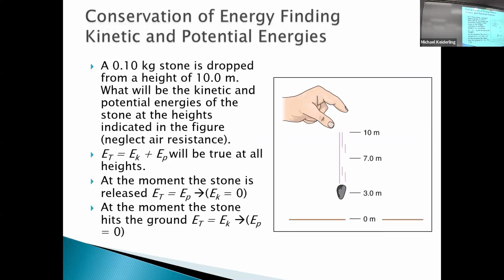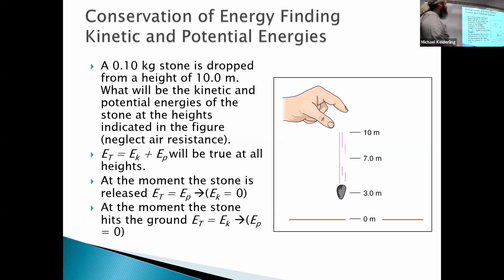So, an example: if you have a 0.1 kilogram stone that's dropped from a height of 10 meters, and you want to find the potential and kinetic energies of the stone at the heights indicated in the figure, neglecting air resistance, so 10 meters, 7 meters, 3 meters, 0 meters. We know that the total energy will be the same for all heights. So total energy equals kinetic energy plus potential energy.